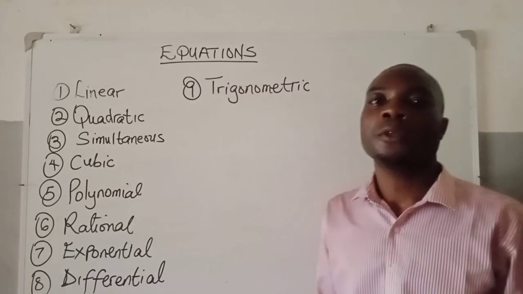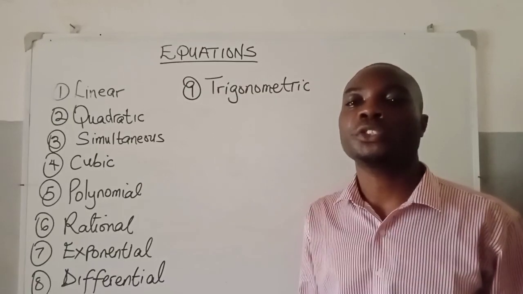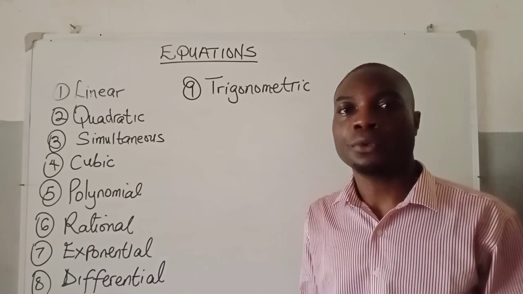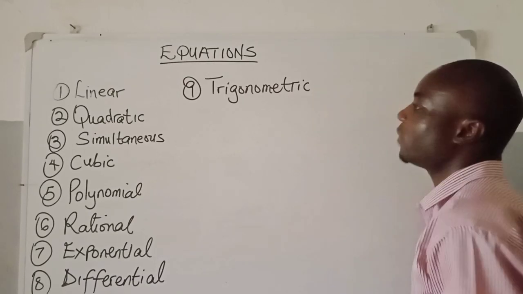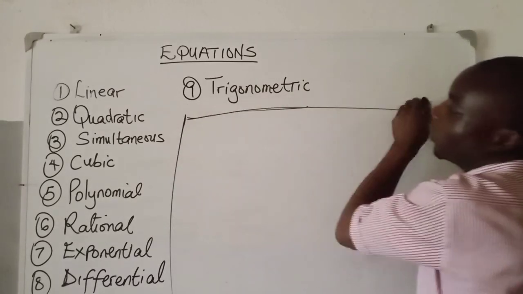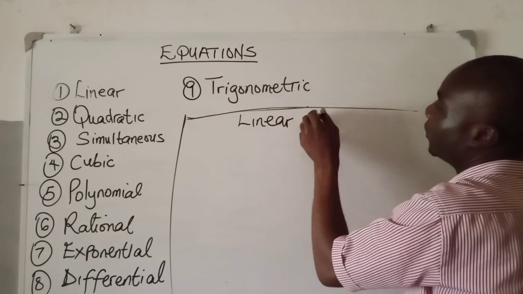Well, in this video, we're going to be learning about linear equations. A linear equation is an equation that has just one variable, which is our unknown. I'll give you an example. All right. So having known this, we'll be considering the linear equation in this video.